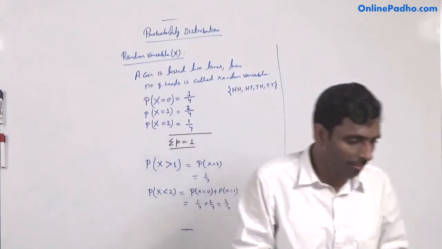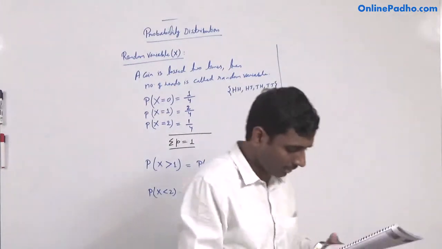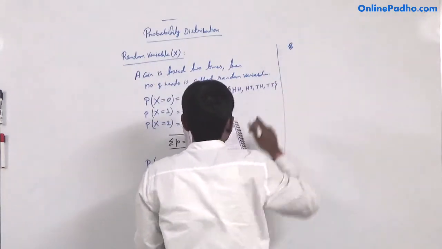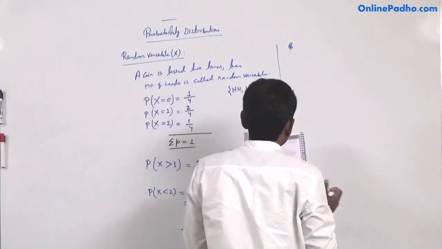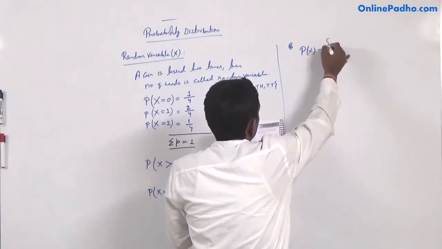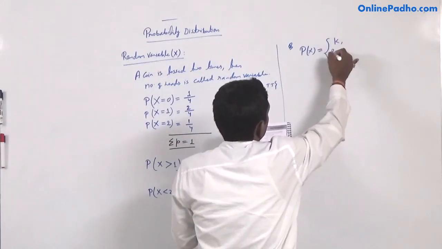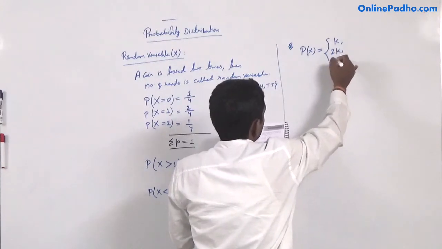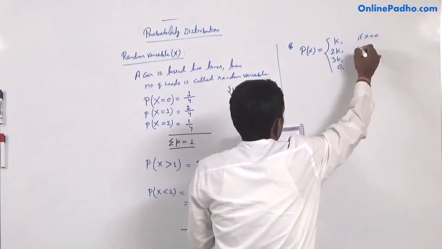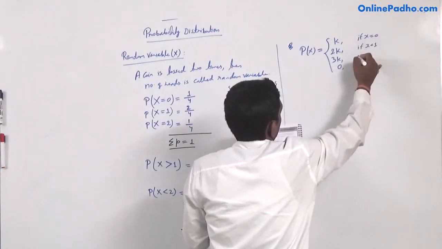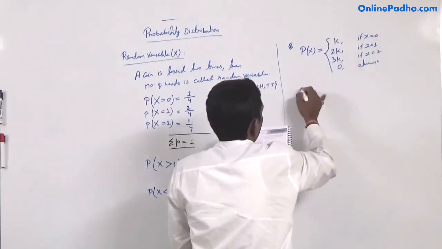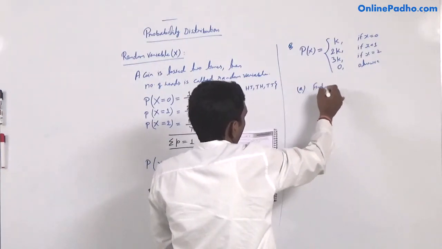Now let's see some more very important examples from the probability distribution. If we have a question like: the random variable x has a probability distribution P(x) equal to k, 2k, 3k, 0, if x equal to 0, 1, 2 and otherwise. And we have to find the value of k.